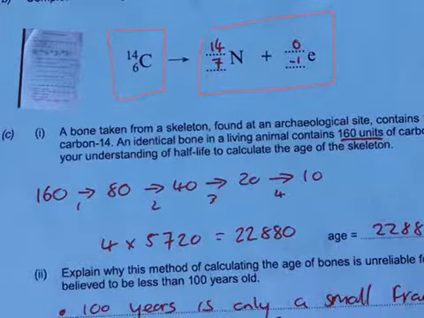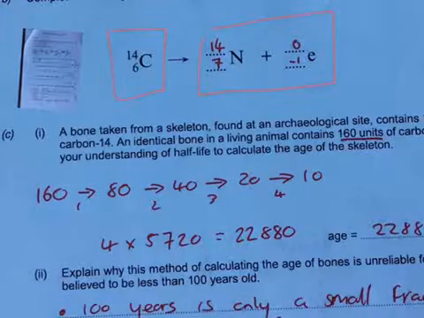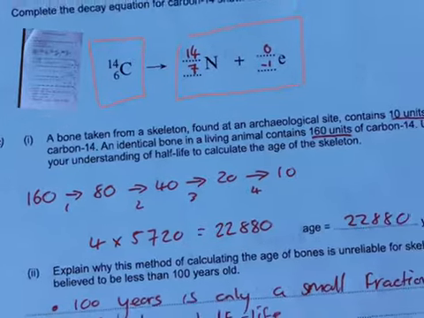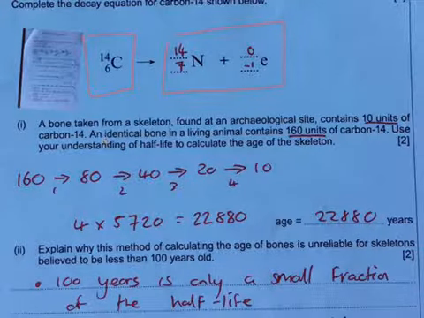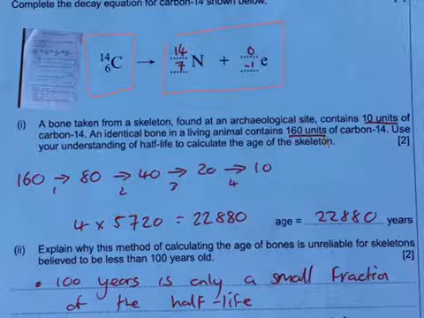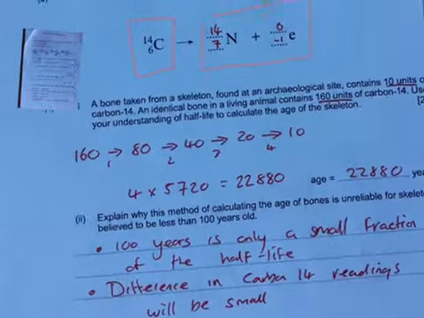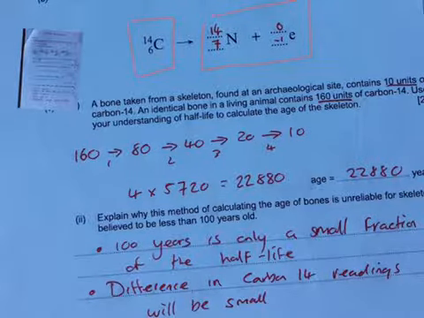A bone taken from a skeleton found in the archaeological site contains 10 units of carbon-14. An identical bone in a living animal contains 160 units. So use your understanding of half-life to calculate the age of the skeleton. So we need to take this big value, 160, and get it to 10 by halving it every time. So you can see there 160, 80, 40, 20, 10. There are 4 arrows. So that's 1, 2, 3, 4 half-lives.